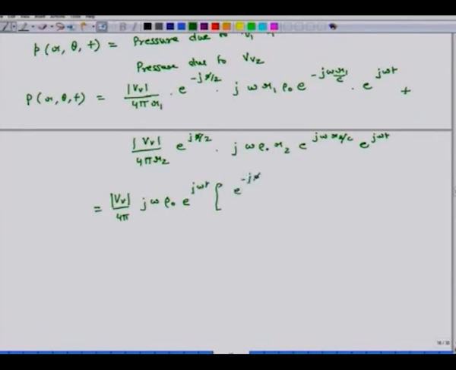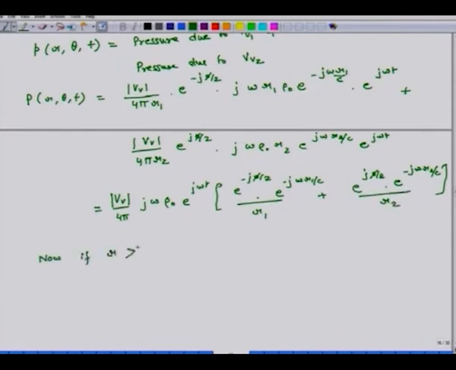Minus j phi over 2 times e^(j omega R1 over c), and the entire thing is divided by R1, plus e^(j phi over 2) times e^(minus j omega R2 over c), divided by R2.